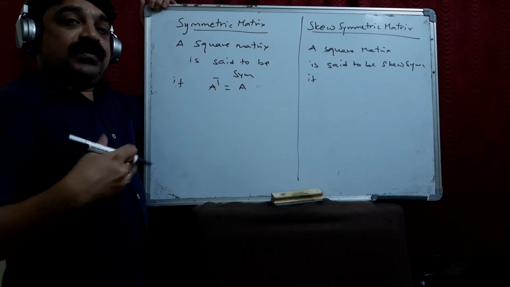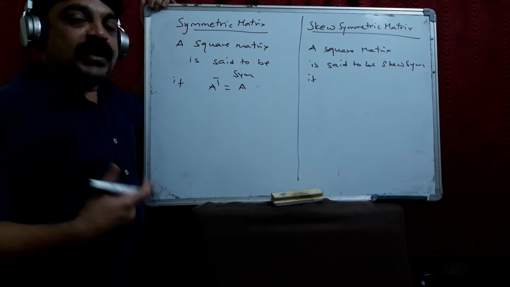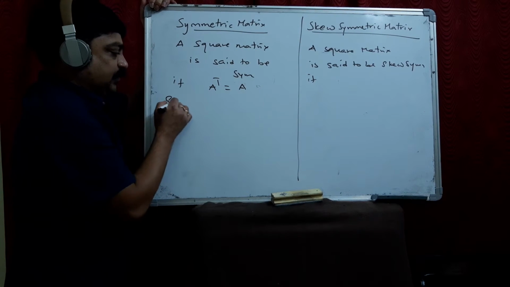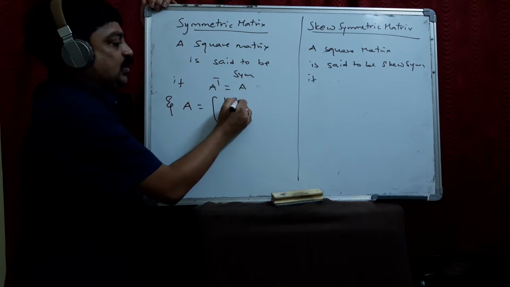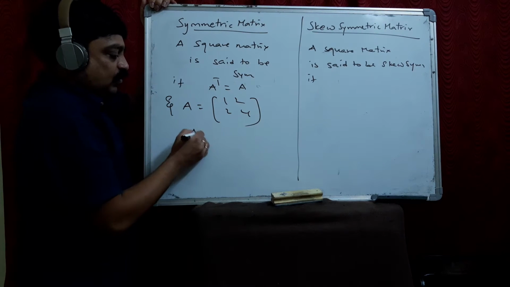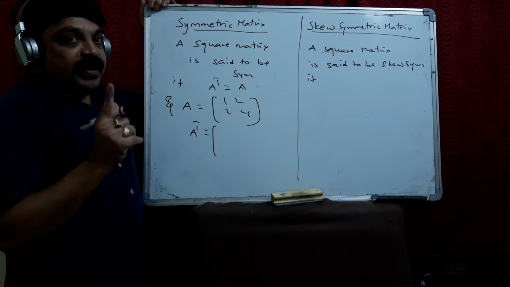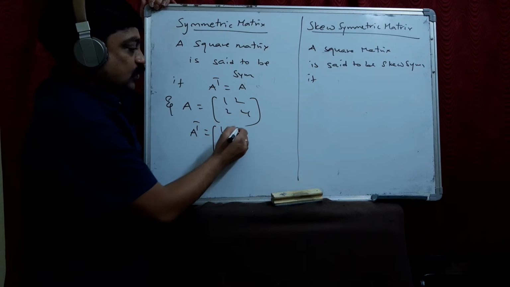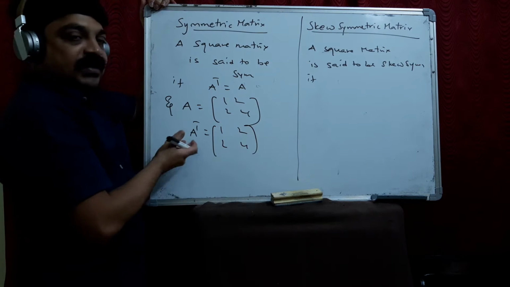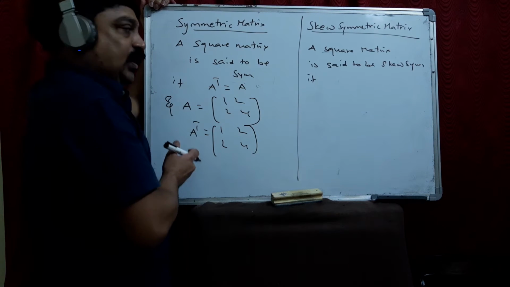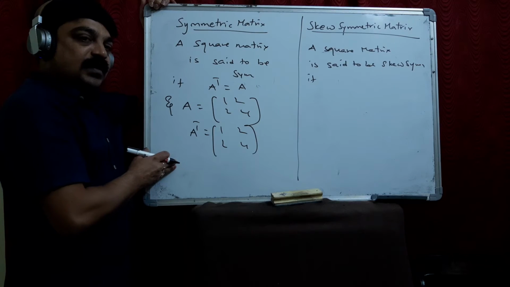That means even if you interchange the rows and columns, you will get the same matrix. For example, A is equal to 1, 2, 2, 4. What is A transpose? Let us write the row as column. See, it should always be a square matrix. 1, 2, 2, 4. Even A transpose is the same. Understand? It happens even in the case of a 3 by 3 matrix.